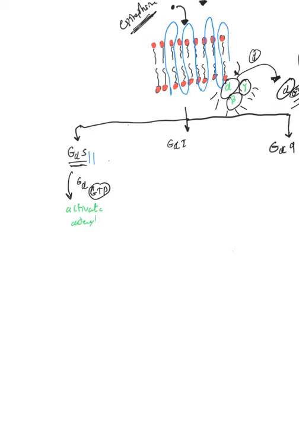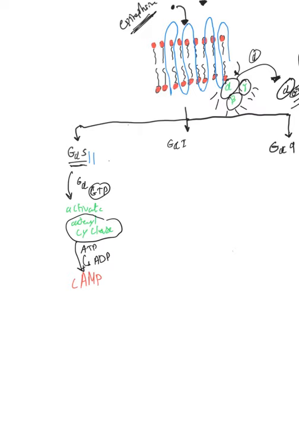adenyl cyclase. And adenyl cyclase will use ATP, converting it to ADP, to form cyclic AMP. And cyclic AMP is a very important second messenger. It's considered to be a second messenger because it will keep cascading, keep stimulating other cascades in order to reach the final product.